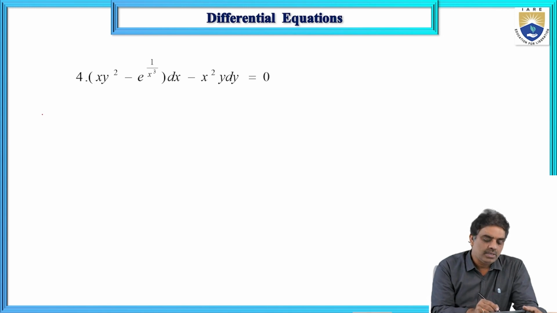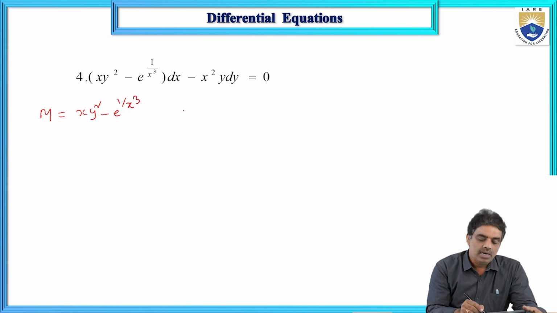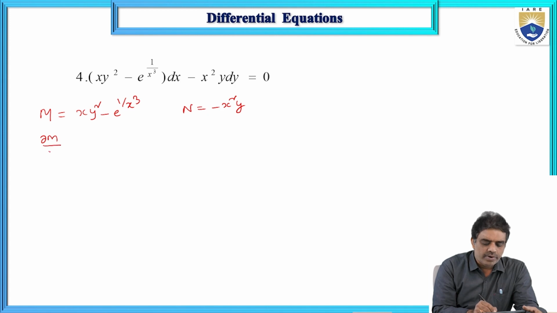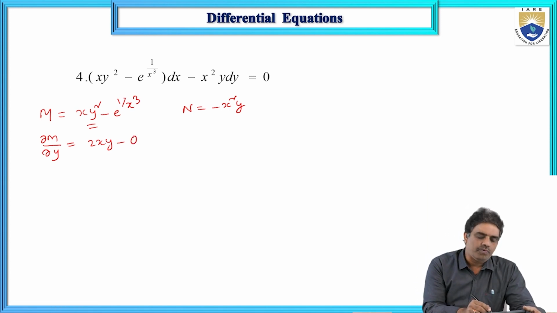Exact equation method. So here, what is M? M is xy² − e^(1/x³). And what is N here? N is −x²y. Then what is ∂M/∂y? ∂M/∂y is 2xy, and the other term is 0, because it is a pure function of x. We are differentiating partially with respect to y, so this is 0, and only 2xy we will get.